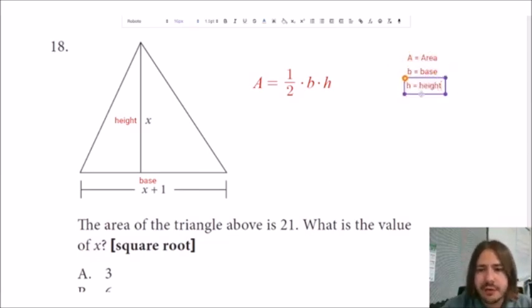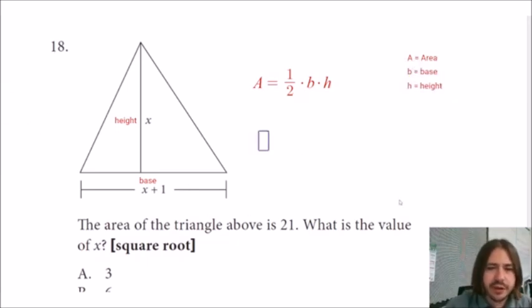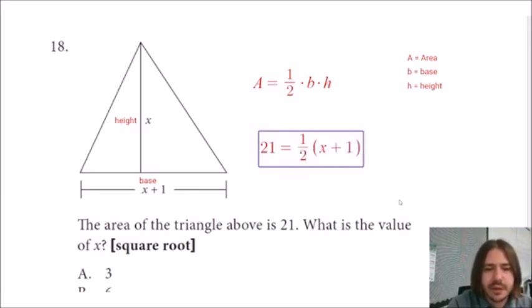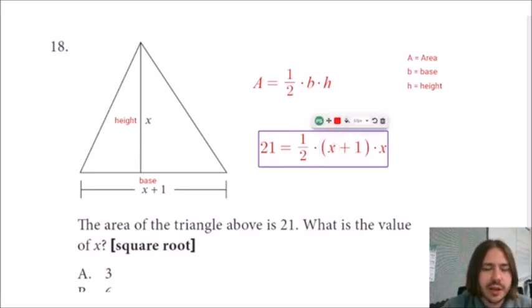Okay, so it says the area of this triangle is 21. What's the value of x? The area is 21. 1/2 times the base, which is x plus 1, times the height, which is x. Okay, so we're going to multiply these together. Okay, so now the question here is asking what x is.